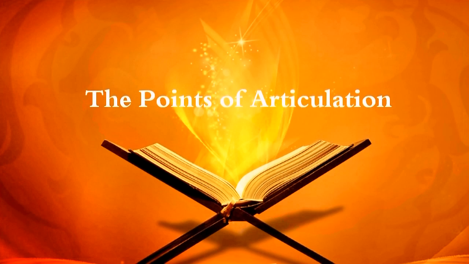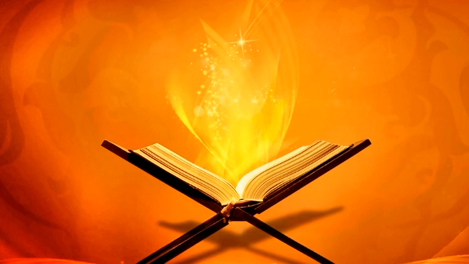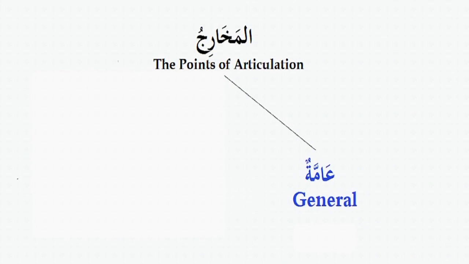The points of articulation of Arabic letters are divided into two categories. The first, Makhaarij 'ammah, meaning general points of articulation, and these are 5.